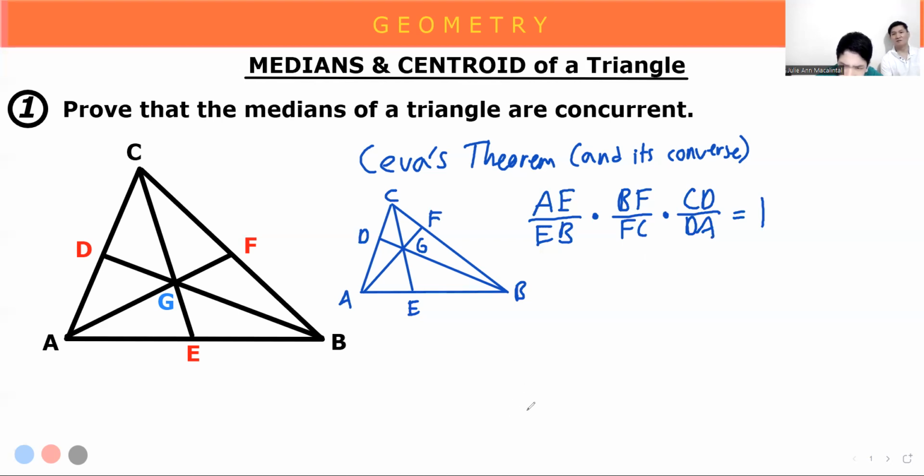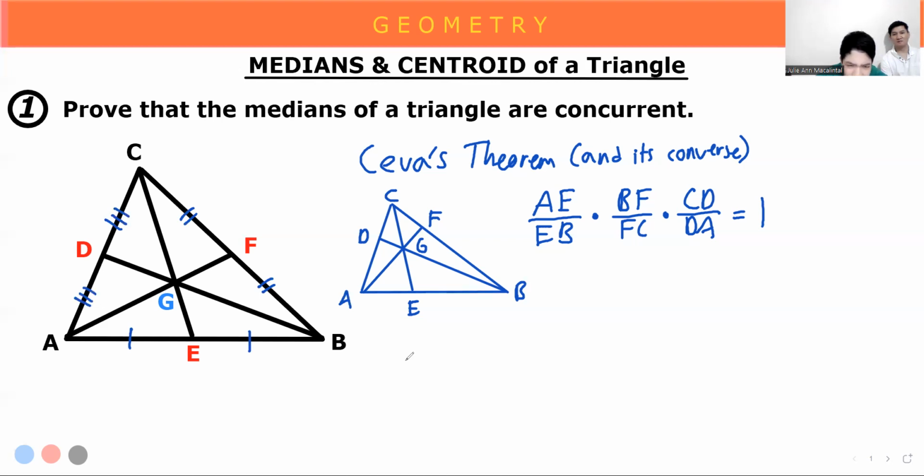So here, in order to prove that the medians of a triangle are concurrent, I will probably use its converse, because the converse will tell us that the cevians are concurrent. A median is a cevian where the opposite side is bisected by that cevian, meaning the opposite side is divided into two equal lengths.